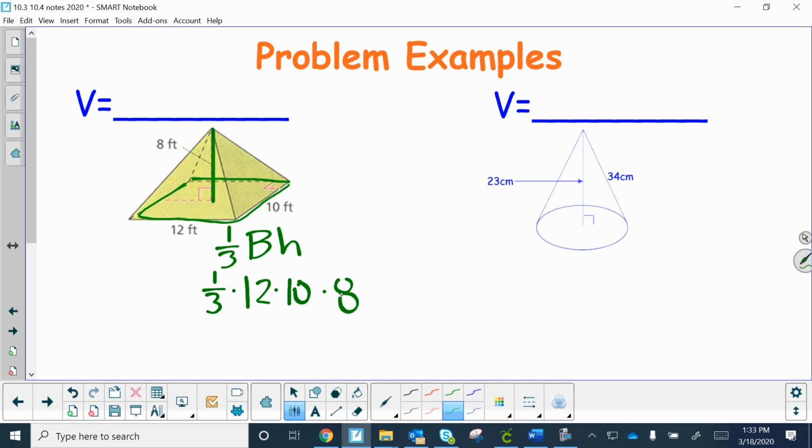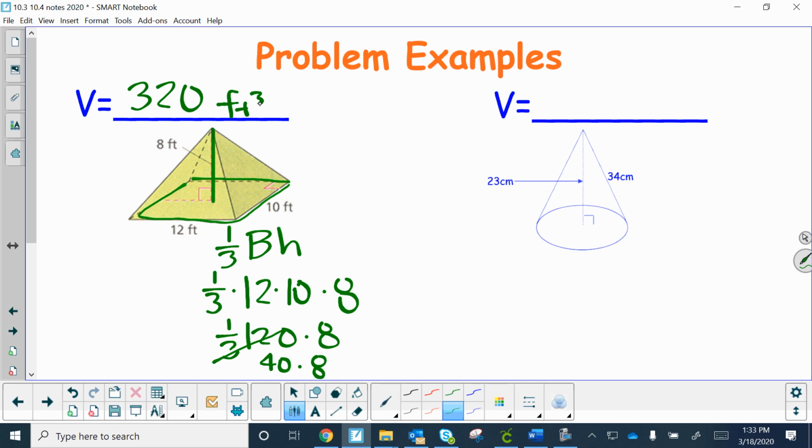And so you can always do a little simplifying if you want. 1/3 times 120 times 8. 1/3 of 120 is an easy 40. So you're simply doing 40 times 8, which comes out to 320 cubic feet. Now remember how to label it. You want to use cubic feet for volume.